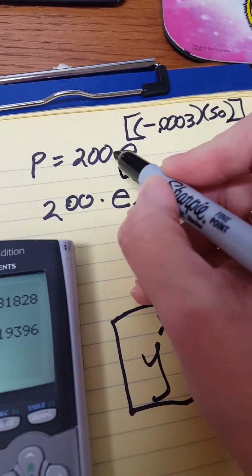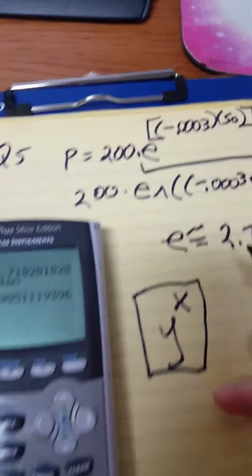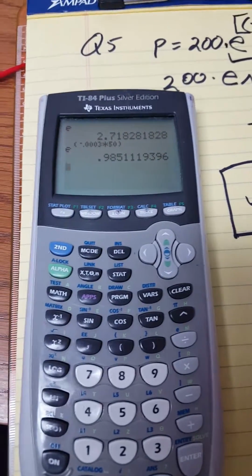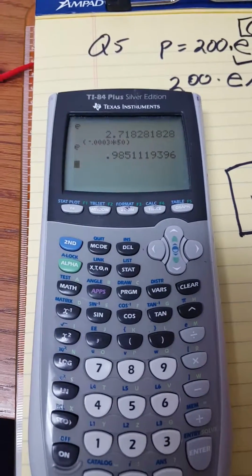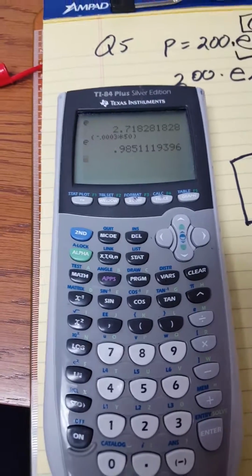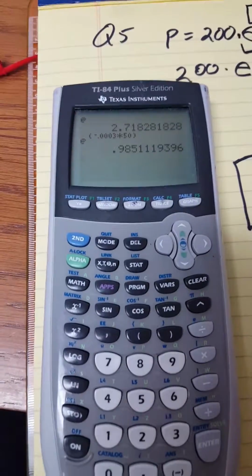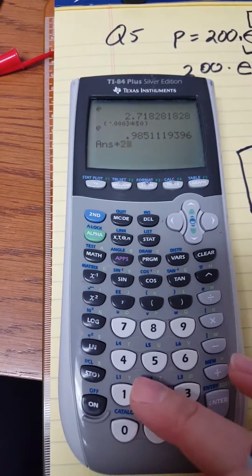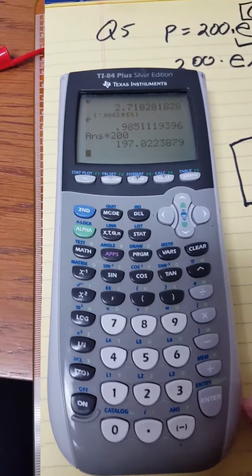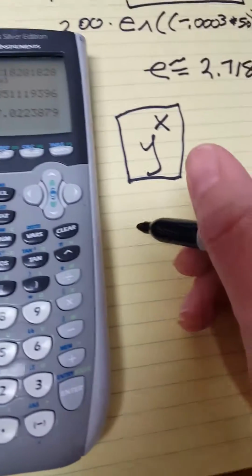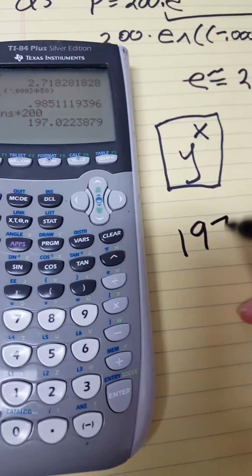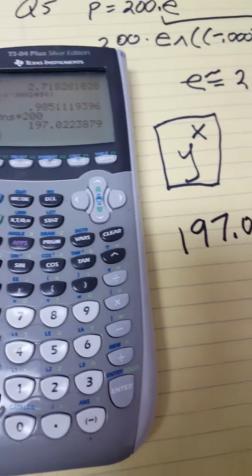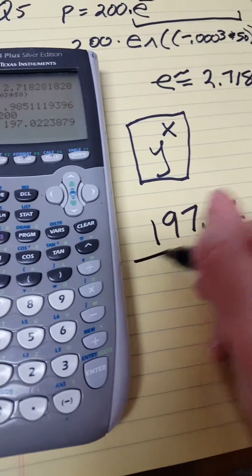I still need to multiply this by the 200. If you're multiplying E by 200 before doing the power, then again you're doing multiplication before exponent, and in PEMDAS the exponent needs to be handled first. So the last step would be to multiply this by 200. The final answer on this problem is 197. If we go to a couple decimal places, 02.